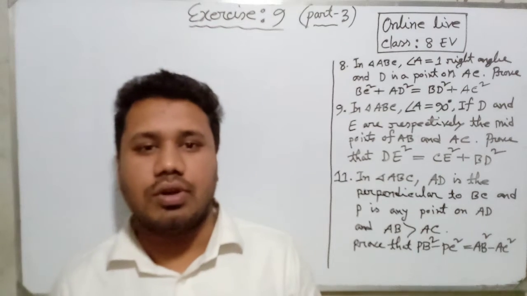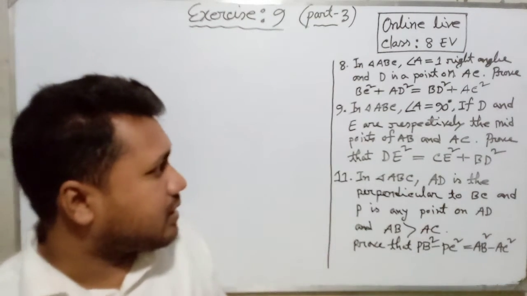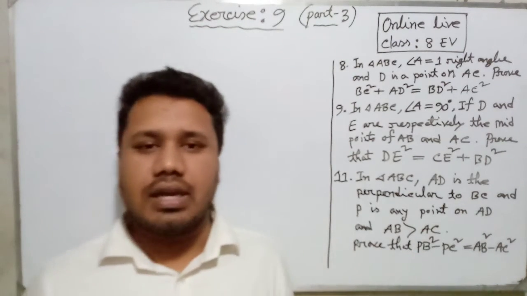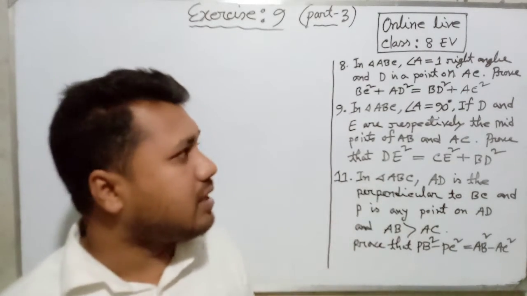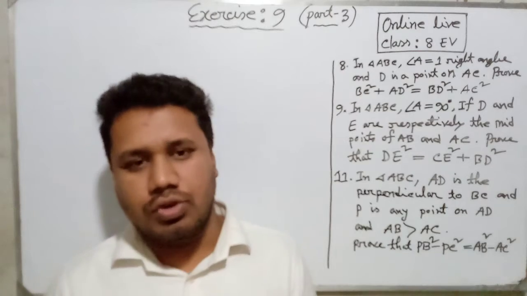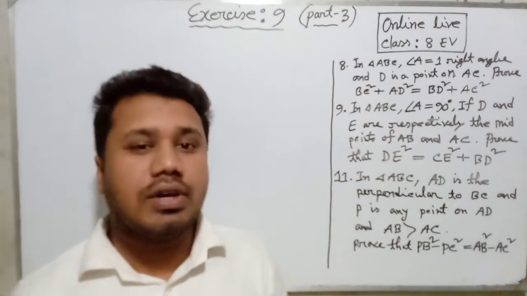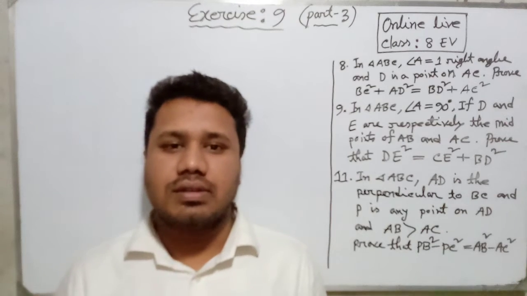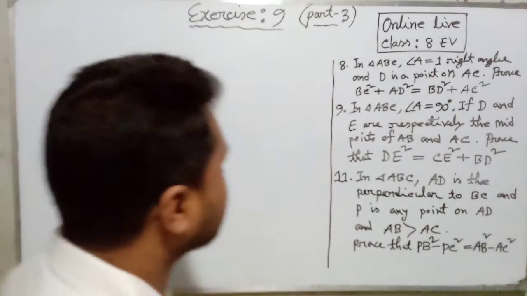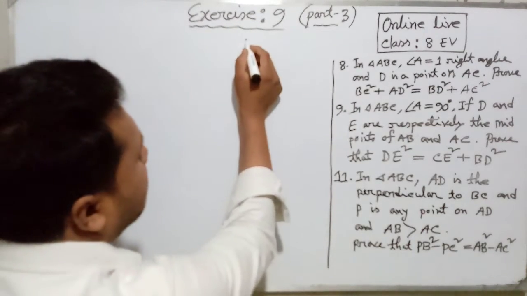Dear students, look. Problem number 8 says that in triangle ABC, angle A equals 1 right angle, that means 90 degrees, and D is a point on AC. Now we have to prove that BC square plus AD square equals BD square plus AC square. So now dear students, we can start. At first we can draw our figure.